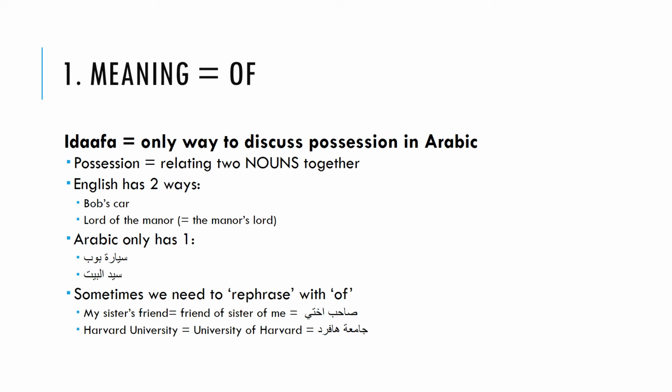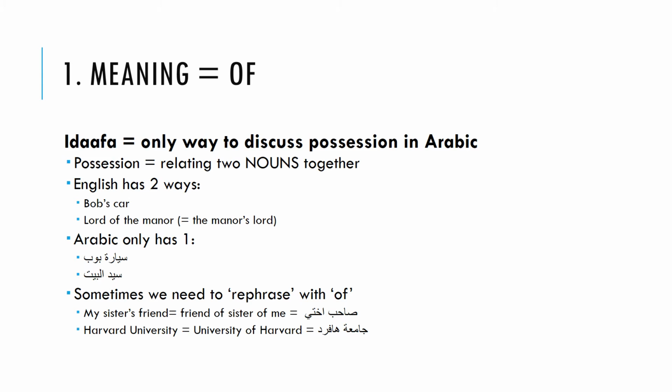Eventually we'll do this so fast that we're not even going to think about it. It'll just be, bam, I'm going to make an idaafa. But as we start off, we're going to have to start thinking of how to map from English to Arabic. So we say, my sister's friend is really the friend of the sister of me. Sahib ukhti. Harvard University, those are two nouns, Harvard and university.